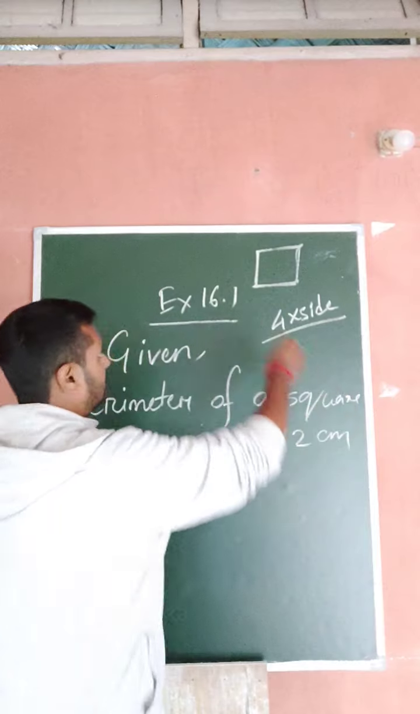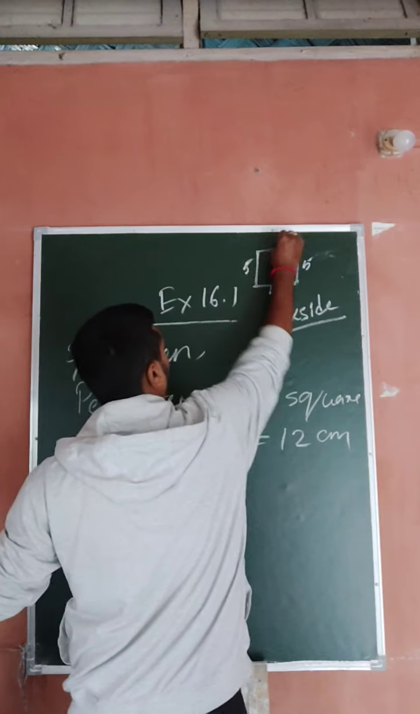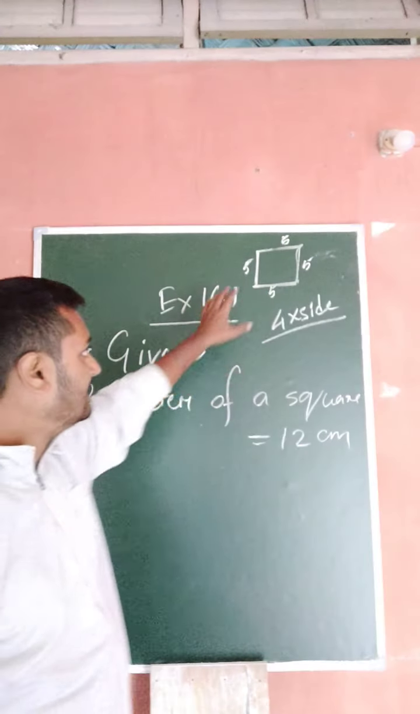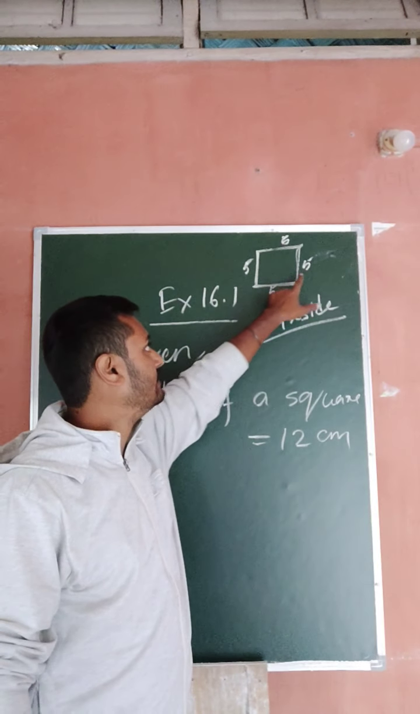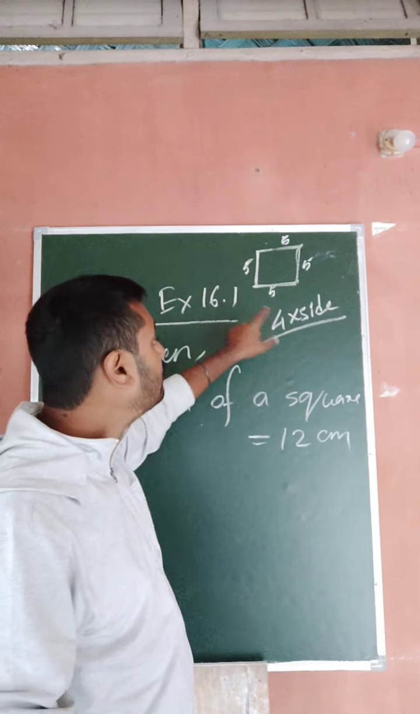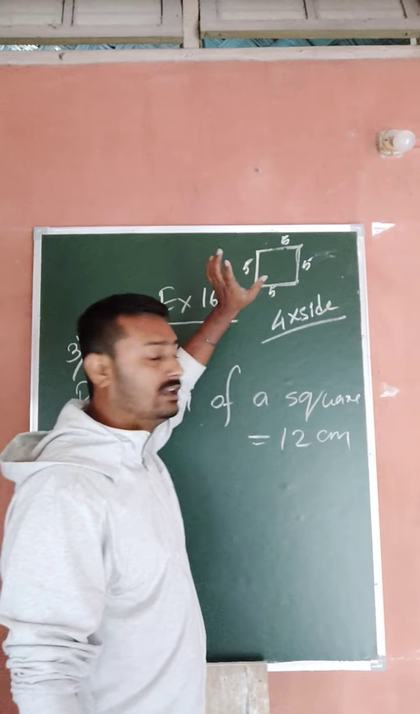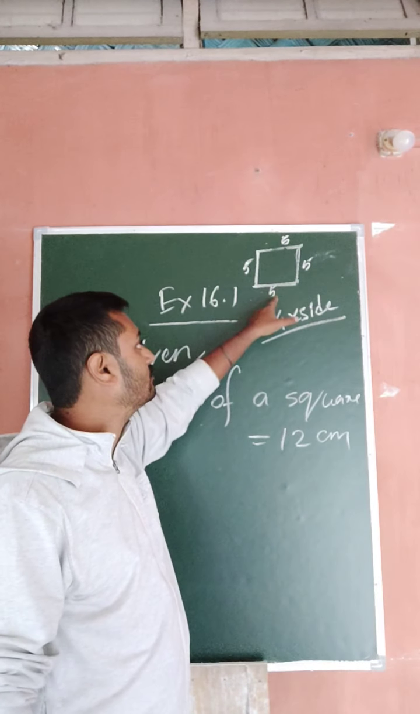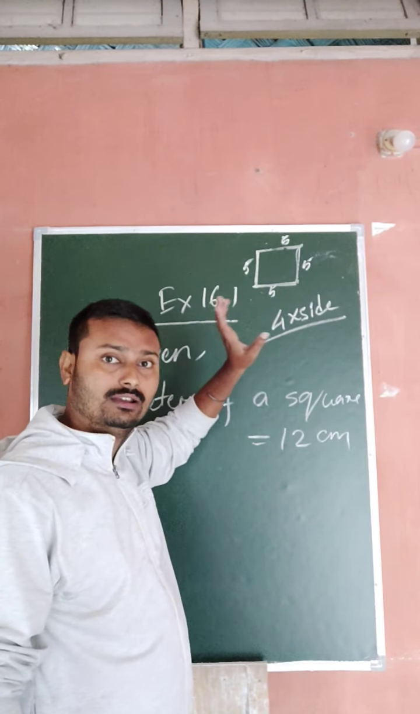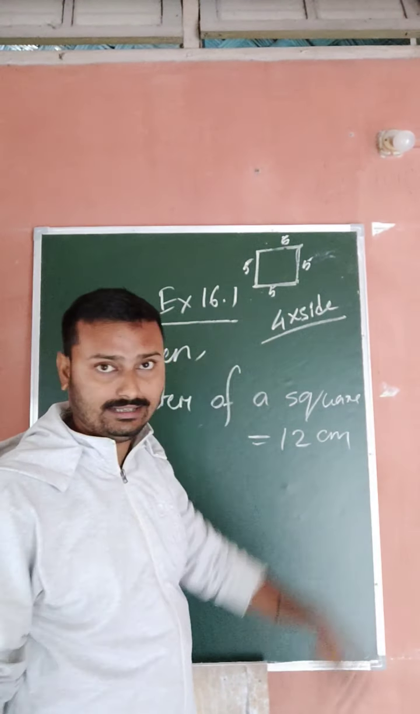Suppose this one is 5 cm. Again suppose 5. Side of a square, all the sides are equal. So if you add them, 5 plus 5, 10, 10 plus 5, 15, 15 plus 5, 20. So 20 you can write as 4 into 5 also. That means how many sides? 1, 2, 3, 4. And the value of side is what? 5. So that is why 4 into 5. Remember, the perimeter of a square is 4 into side.